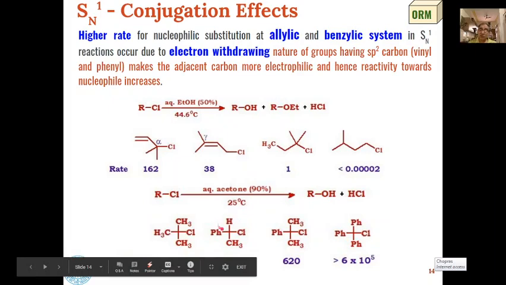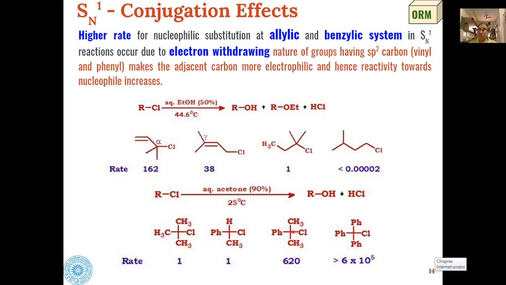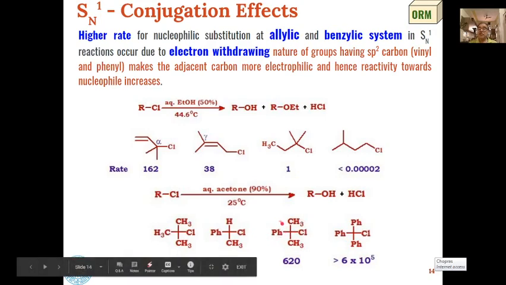And now if we change this hydrogen to a methyl group, the carbocation formed from this substrate will be a tertiary carbocation. In addition, this will also be a benzylic carbocation because of the presence of this phenyl group. So the rate of reaction has changed from 1 to 620. That means this substrate is 620 times faster than this substrate for SN1 type reactions because of the conjugation effect of this phenyl.